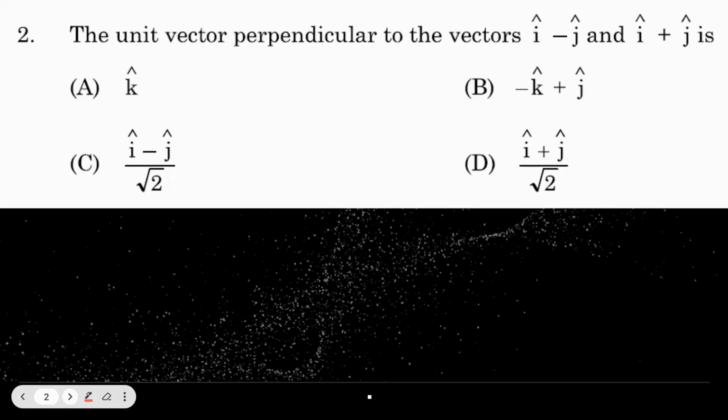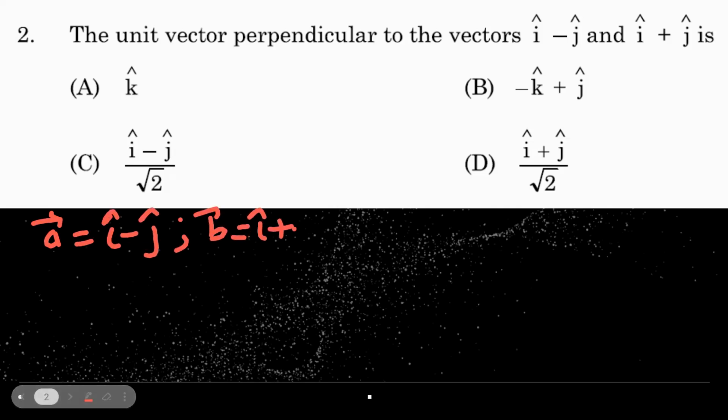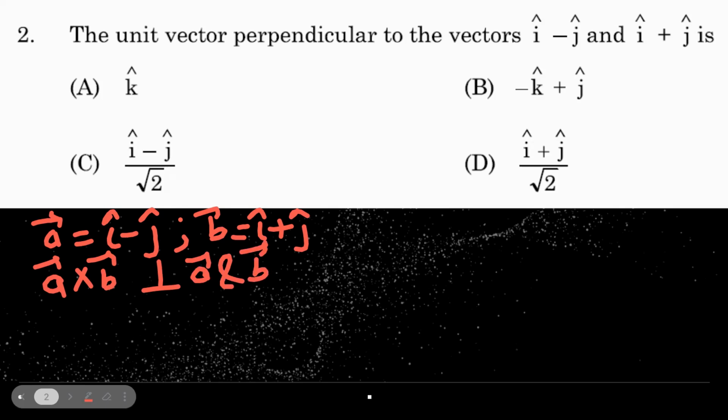We have to see which of the following options is correct. So let us suppose that vector A is equal to i cap minus j cap and vector B is equal to i cap plus j cap. We have to find out vector A cross vector B, and we know that the cross product of vector A and vector B has to be perpendicular to vector A and vector B. We are looking for the unit vector perpendicular to these two vectors. That means we need to find out A cross B vector upon magnitude of vector A cross vector B.